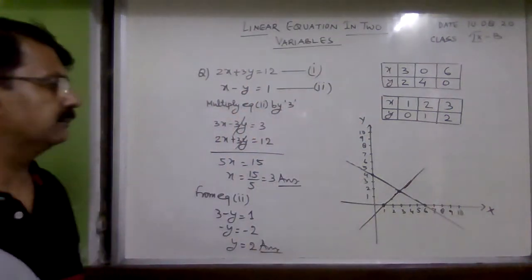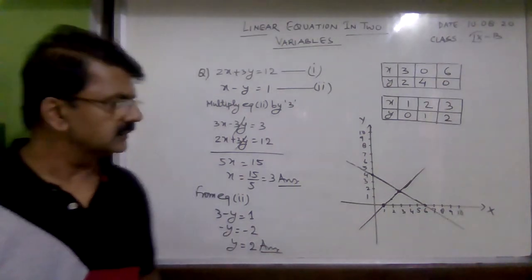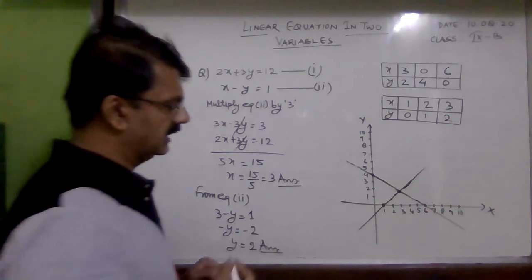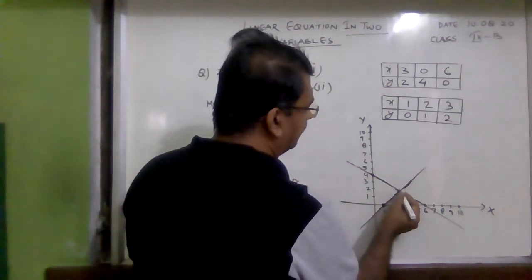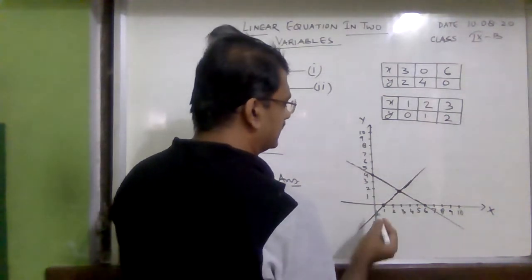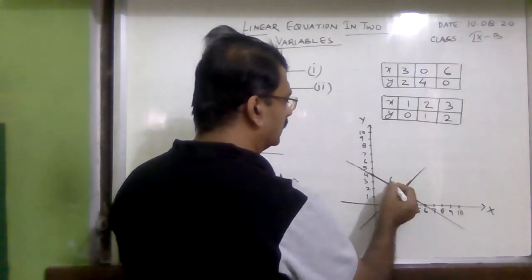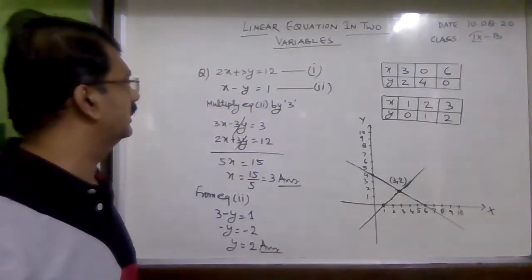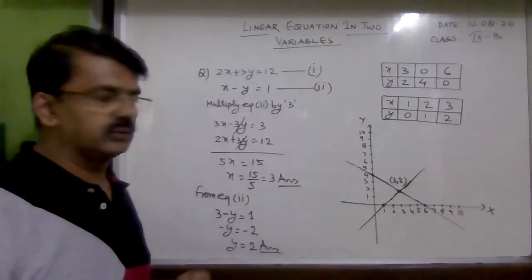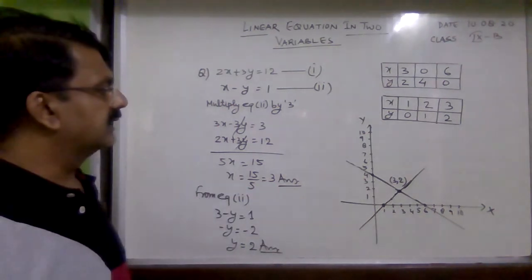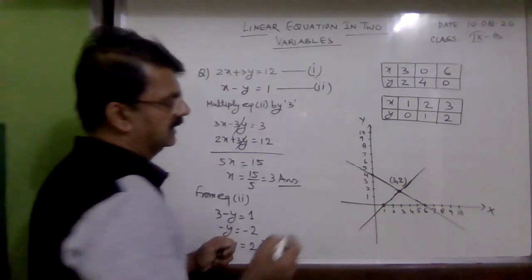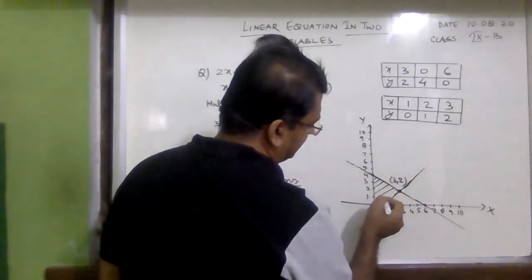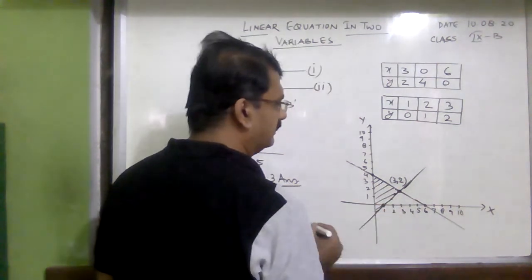So you can see I have drawn the graph of both the equations. And the point of intersection is coming out to be 3, 2, and that is the solution of these two equations. X is 3, y is 2. You can see that, and the triangle that it is making with the y-axis is this one.